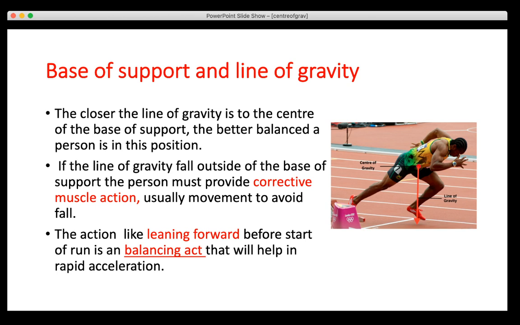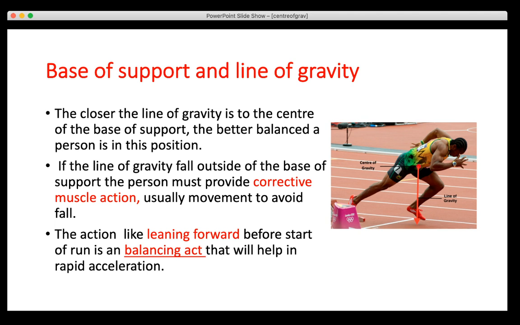The closer the line of gravity is to the center of the base of support, the better balanced a person is in this position. It simply means when you are standing, not doing any rapid movement, or you are simply walking or running, not doing rapid movements in generalized terms, the closer the line of gravity is to the center of the base of support. In simple words, when your center of gravity lies in the center of your base of support, you have good stability in that instant. This is a simple principle in generalized situations.